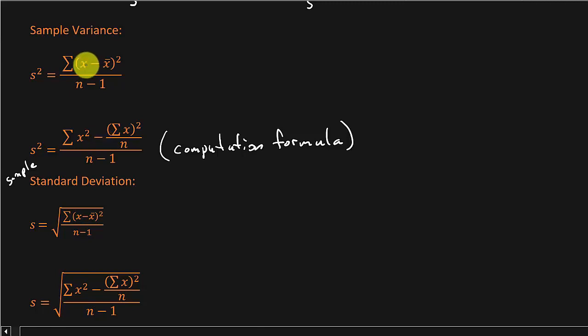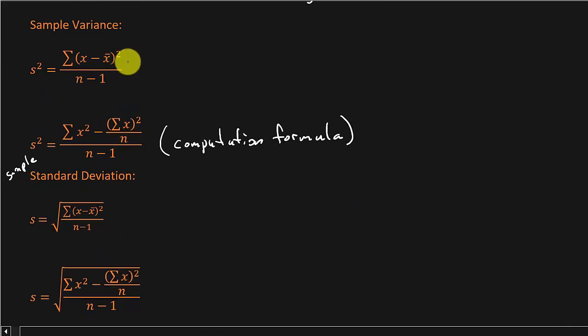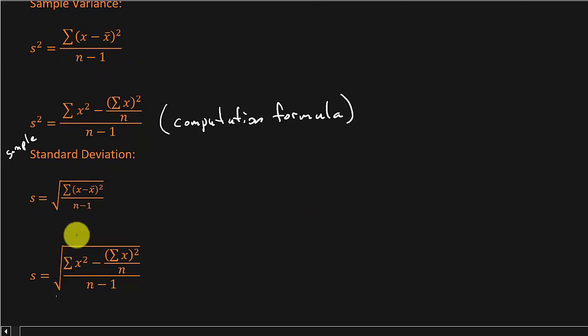With this one, you would have to take each data value and subtract the mean from it and then square those results. But I'll use this one. And for the standard deviation, notice the formula is exactly the same as the variance. It's just that we're taking the square root. And once again, this is the computation formula.